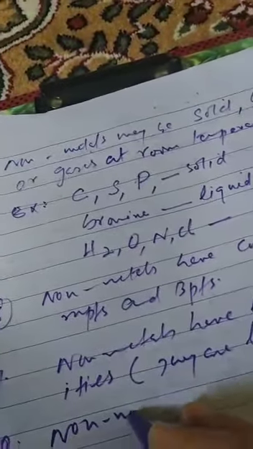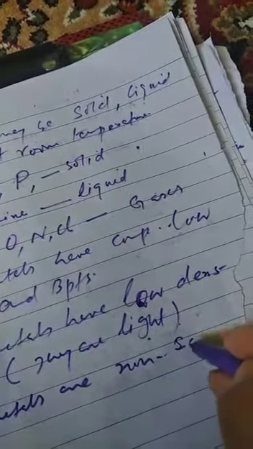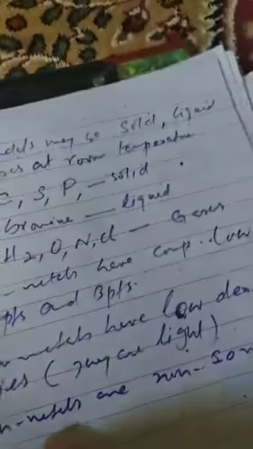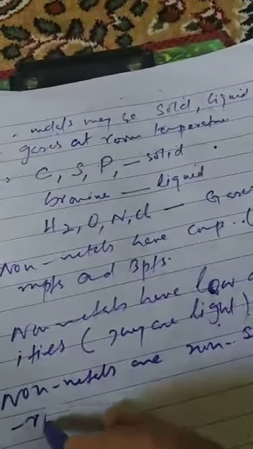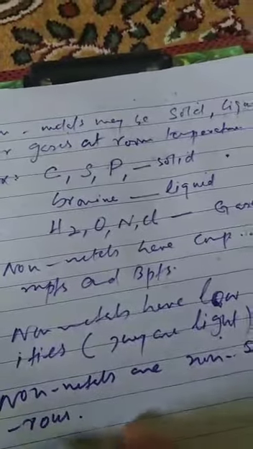Next property is non-metals are non-sonorous. Metals are sonorous, but non-metals are not sonorous. It means they do not produce sound when hit with an object.